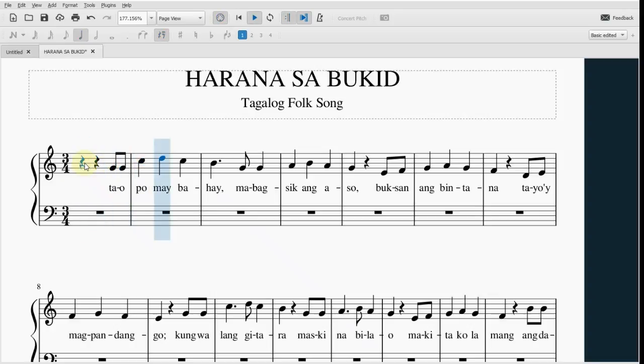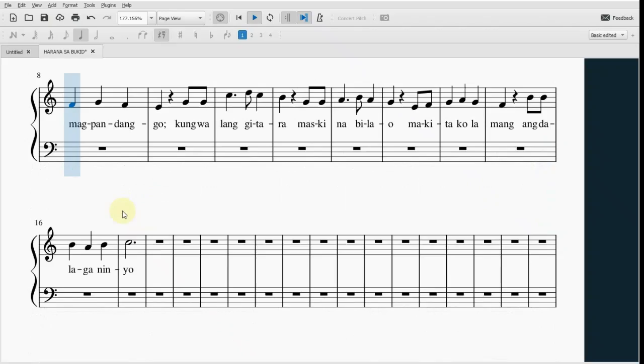Tao po may bahay, may bagsikang aso, buksan ang bintana, tayo'y magpandambog. Kung walang gitara, maski na bilao, makita ko lamang ang dalaga ninyo.